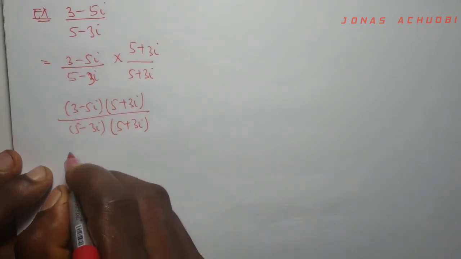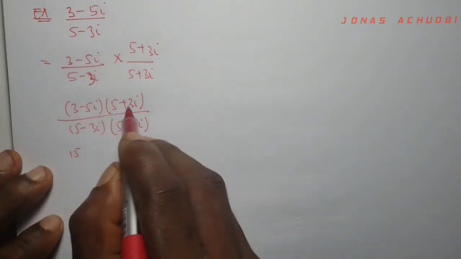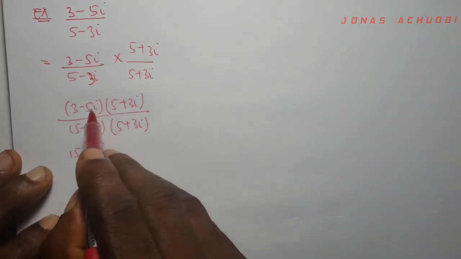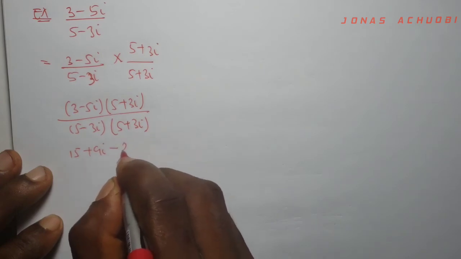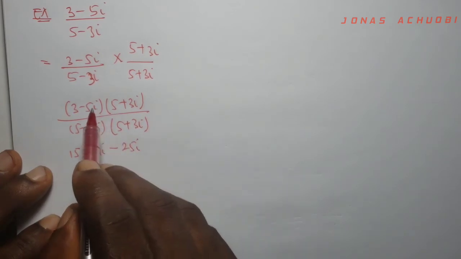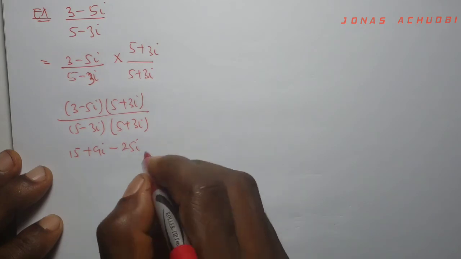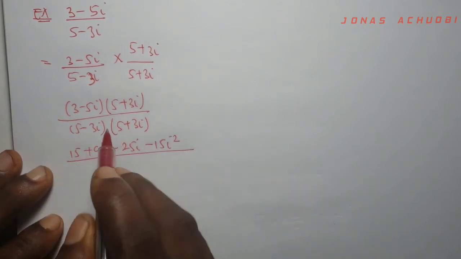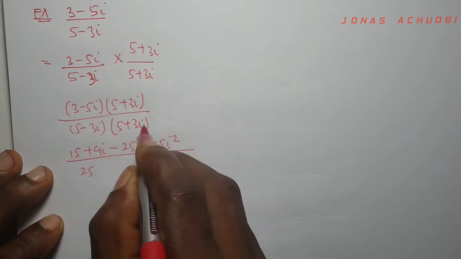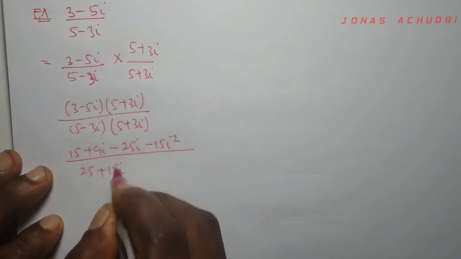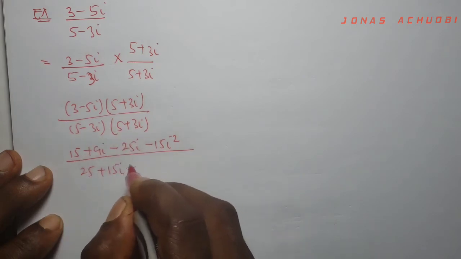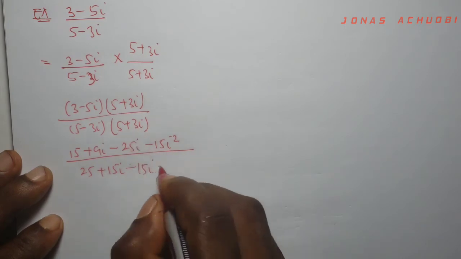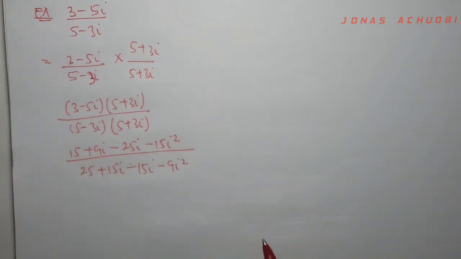So 3 times 5 is 15. 3 times 3i is plus 9i. Minus 5i times 5 is minus 25i. And minus 5i times 3i is minus 15i squared. Divide by 5 times 5 is 25. 5 times 3i is plus 15i. Minus 3i times 5 is minus 15i again. And then minus 3i times 3i is minus 9i squared.